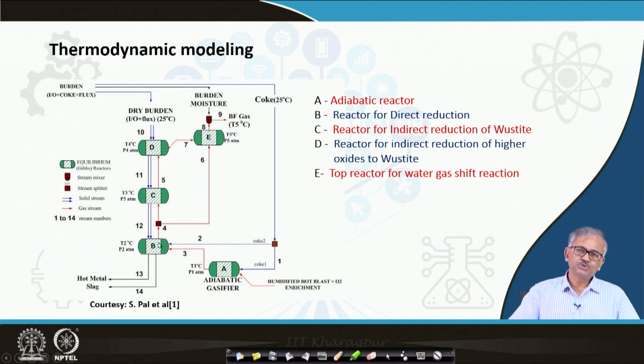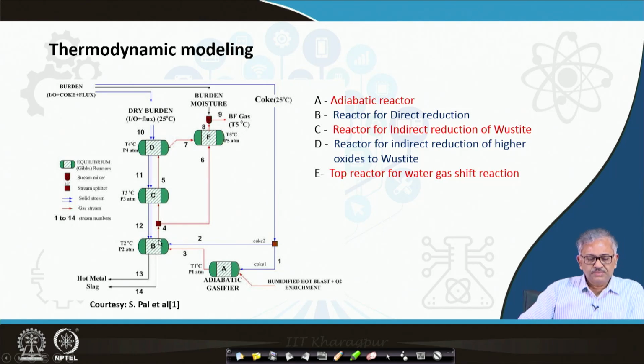Basically here you will get the wustite only. A part of the wustite will be directly reduced, and a part of the wustite will be reduced by the CO gas that is generated in the gasifier and coming here. So that also reacts in indirect reduction, and some direct reduction will be there. Finally, this gas stream now has CO and CO2, and it will enter chamber C. Reactor C is a reactor for indirect reduction of wustite, right?